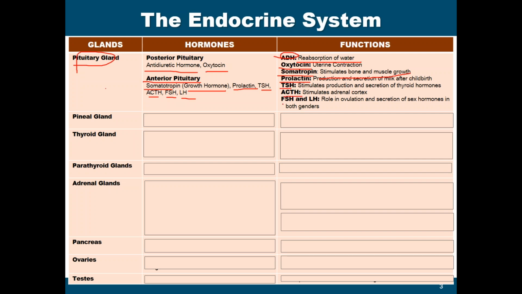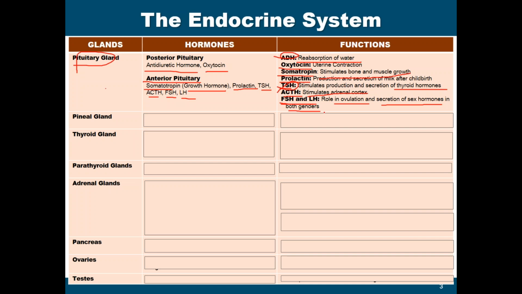TSH, ACTH, FSH, and LH are all hormones that we call stimulating hormones. Their function is to stimulate the production of the hormones of the other organs. For example, your TSH stimulates the production of thyroid hormones. ACTH stimulates the production of hormones from the adrenal cortex. And FSH and LH are hormones very important for ovulation and the secretion of sex hormones in both genders.